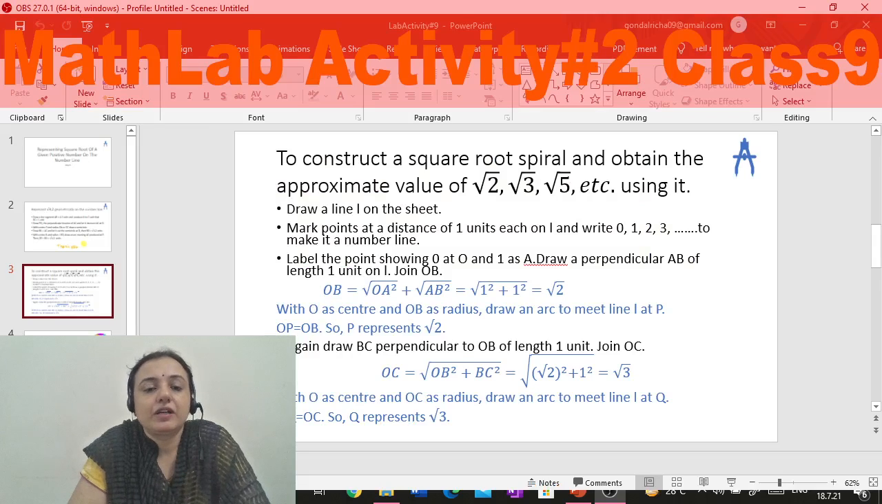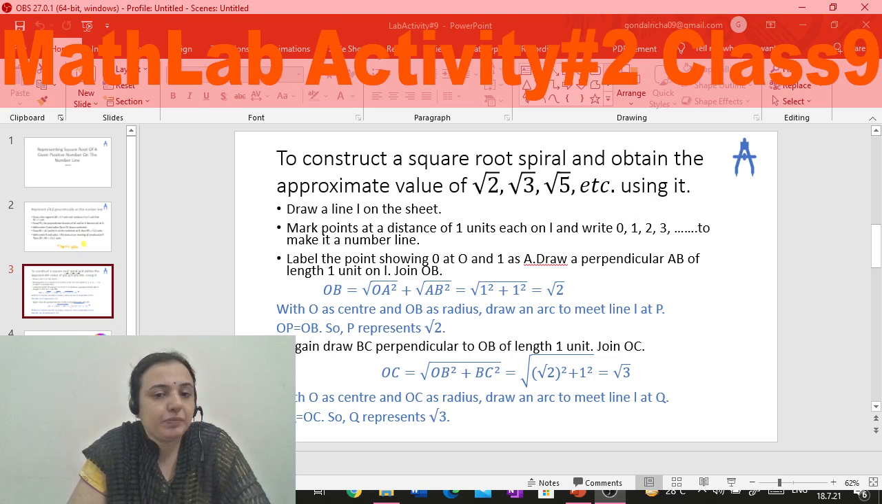Yes, here we are. The aim of this activity is to construct a square root spiral and obtain the approximate value of root 2, root 3, root 5 and so on. And we will also see the real life applications of this square root spiral design.